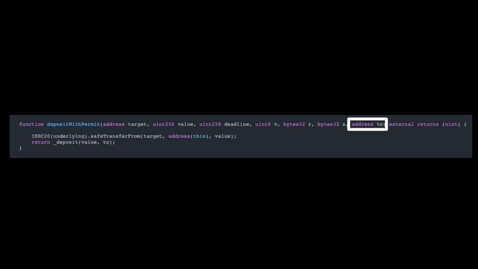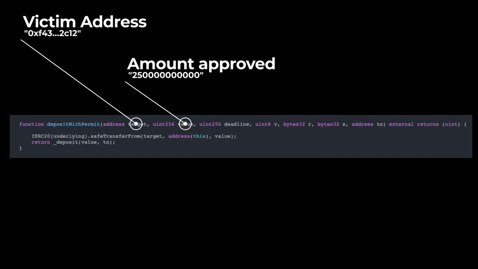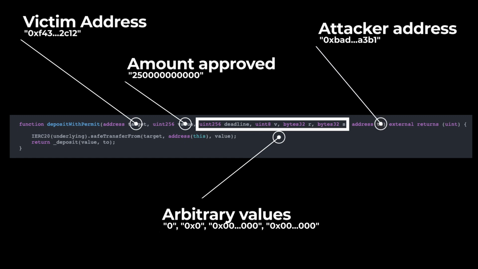Any account that approved the Anyswap v5 ERC20 contract to transfer can be stolen from by a call to depositWithPermit, passing the victim's address, the amount the victim approved the Anyswap contract to use, any arbitrary values for the deadline and signatures since they are not being validated, and finally, the attacker's address.